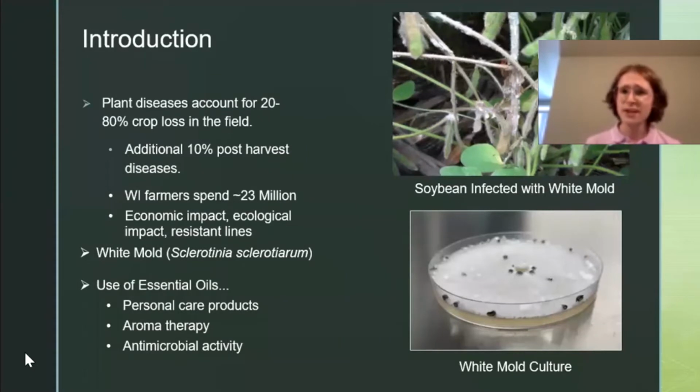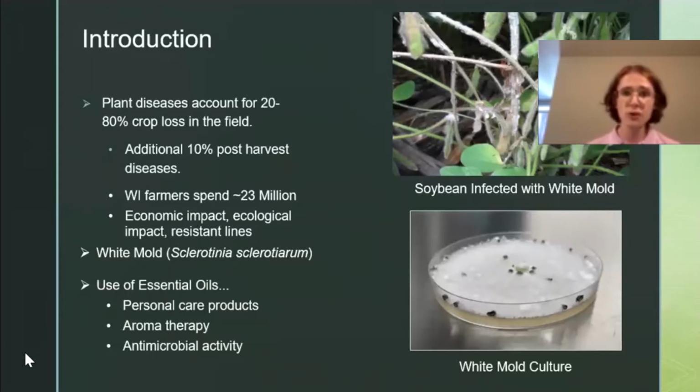Now, up to this point, chemical control of diseases has been the most common management strategy, but this comes at an extreme cost. Wisconsin farmers invest roughly $23 million annually for the control of these diseases. Not to mention the economic impact, the development and use of synthetic fungicides cause detriment to the environment, as well as promote the development of fungicide-resistant pathogens. In the Midwest, white mold prevails as the dominant plant disease affecting soybeans.